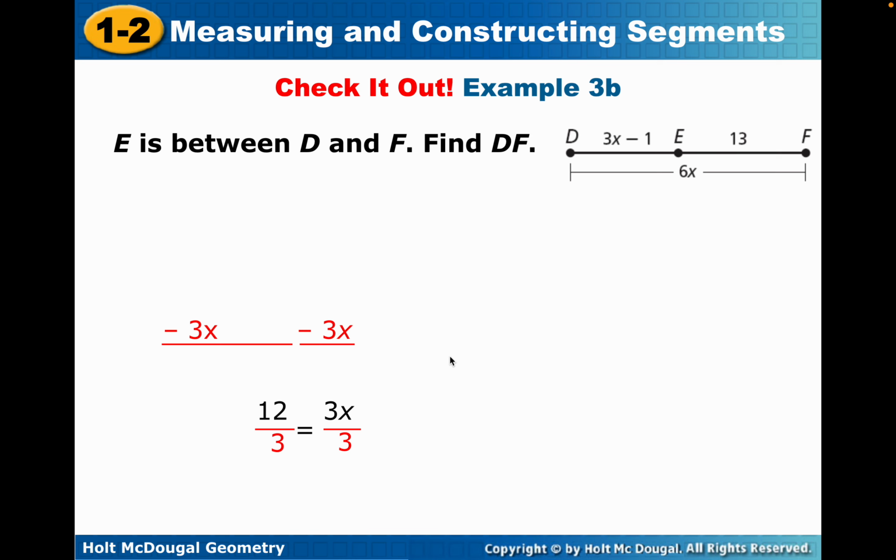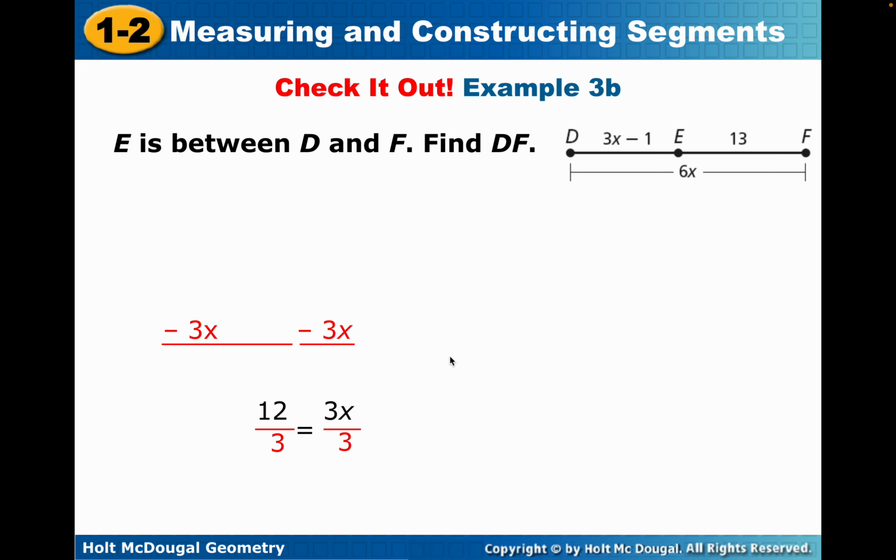Perfect. We are going to continue from our chapter 1, section 2. I know we did a question in class together, but just a reminder on this one that we did in class. It says E is between D and F, find DF. So DF is our whole length, and we are given that DF is 6x.